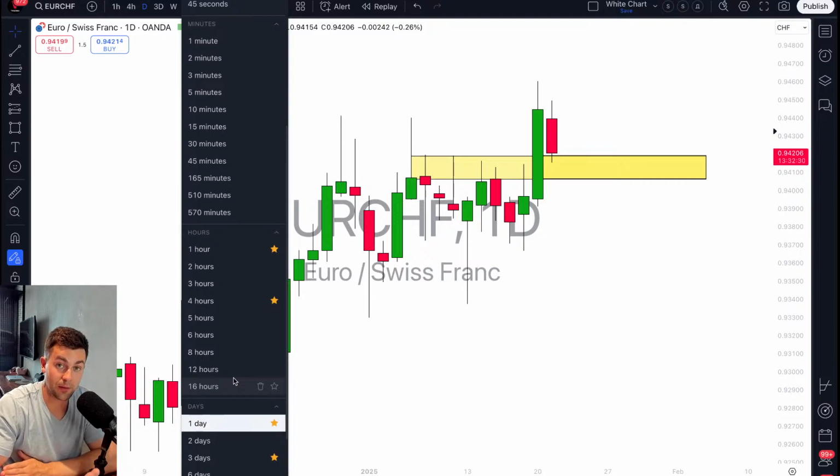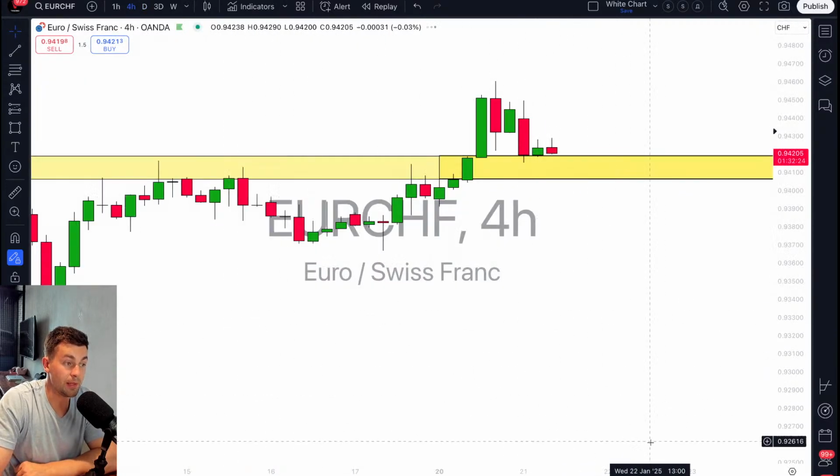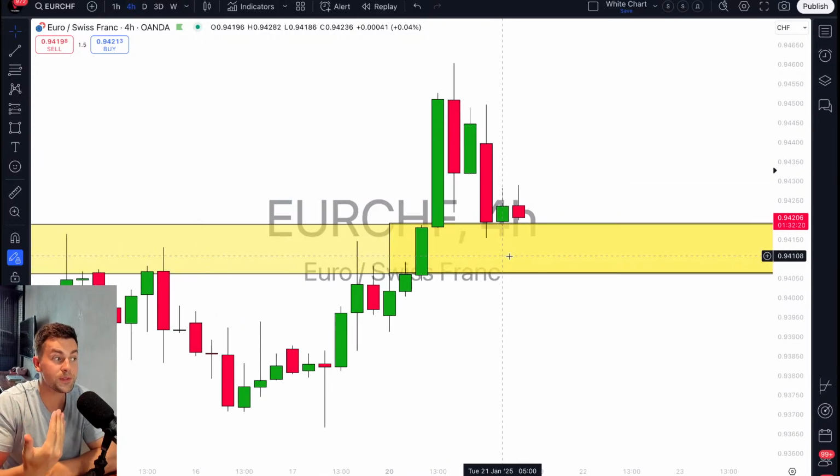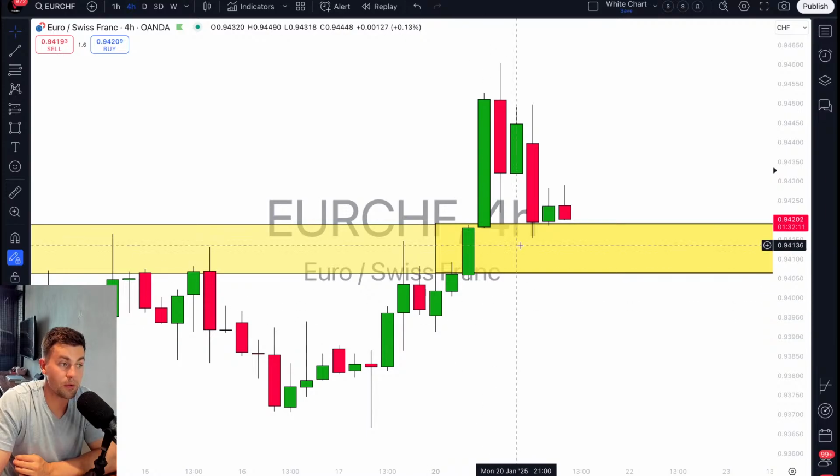So after we analyze the daily time frame, the next time frame is the 4 hour time frame. That will be the time frame that we will analyze and look for some confirmation. What do we see on the 4 hour time frame? What do we see right here? Do we see any bullish confirmation right here? Do we see any sign of strength of the buyers right here?